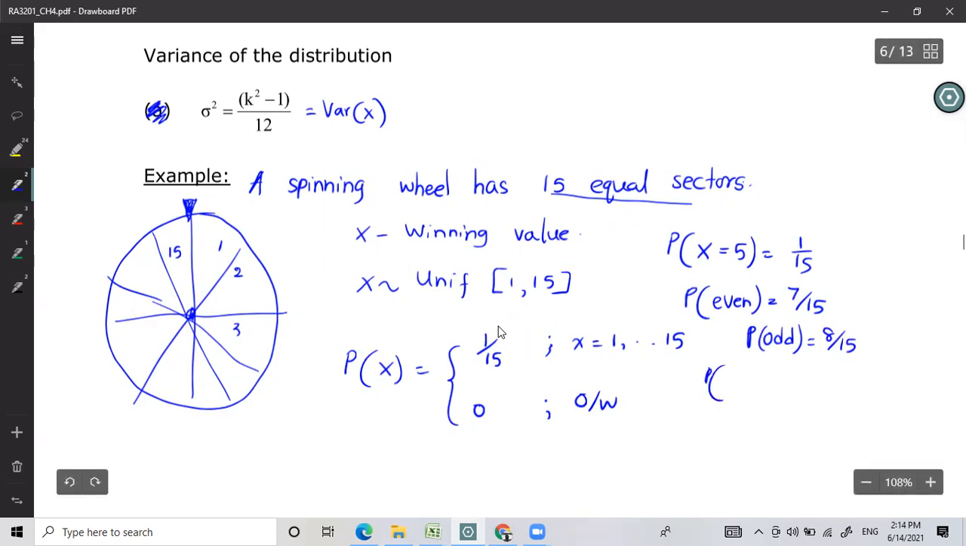What is the probability of getting a multiple of 3? What are the multiples of 3? 3, 6, 9, 12, and 15. There are 5 out of 15. So likewise, you can work out others. 3, 6, 9, 12, 15. Okay, so 5, right? Am I right?